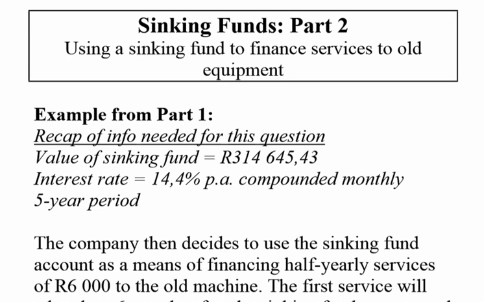In the previous video, we looked at what a sinking fund was and how a company would work out how much they would be paying every month into the sinking fund to replace a machine. The previous example was a photocopier. Now we're going to extend that photocopy example and look at how a company would use a sinking fund to finance services to old equipment, which is what they sometimes do. Let's just have a recap of the important information from the previous example.